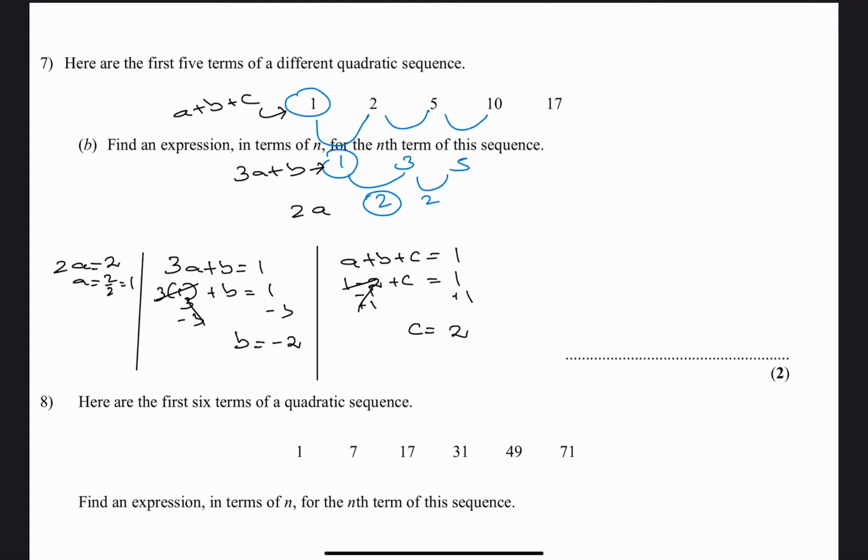Now they want the expression for the nth term. What is the nth term? The nth term is an squared plus bn plus c, which is 1n squared minus 2n plus 2. We don't really write 1n squared, we just write n squared. n squared minus 2n plus 2, and that would be the answer. Good.